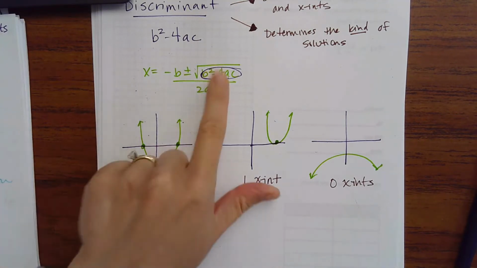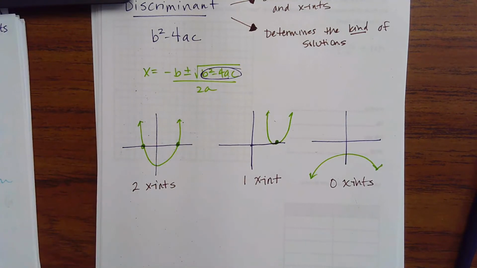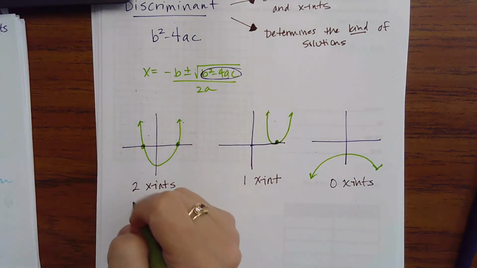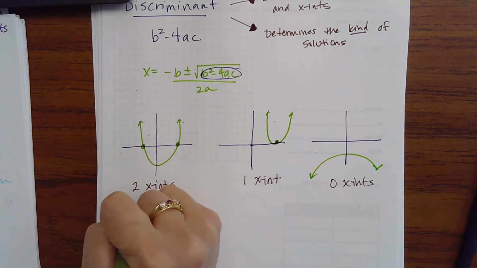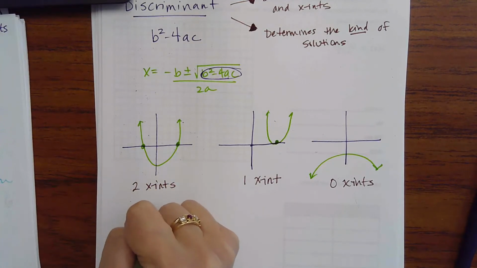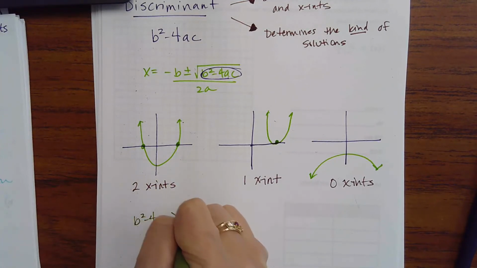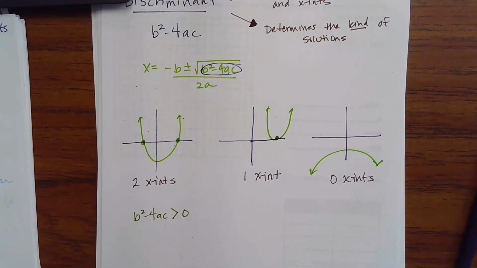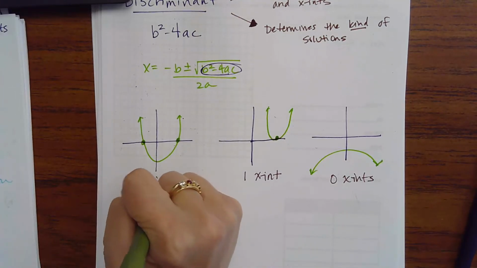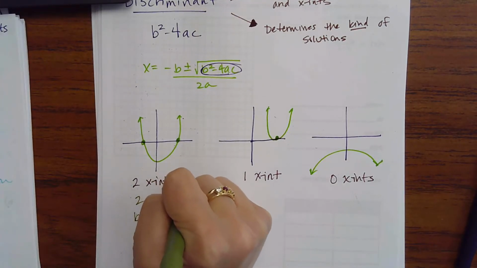In addition, how this relates to the discriminant is what I was telling you about before. If the discriminant is positive, so that means b squared minus 4ac is greater than 0, the discriminant is positive. That means I'm going to have two real solutions.